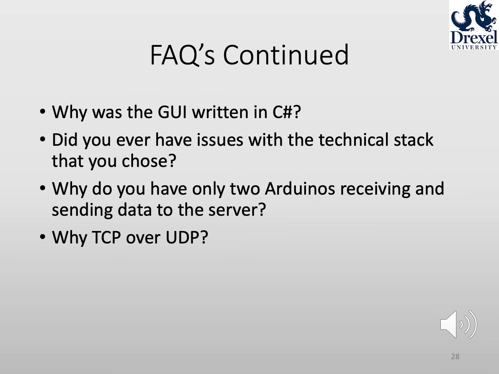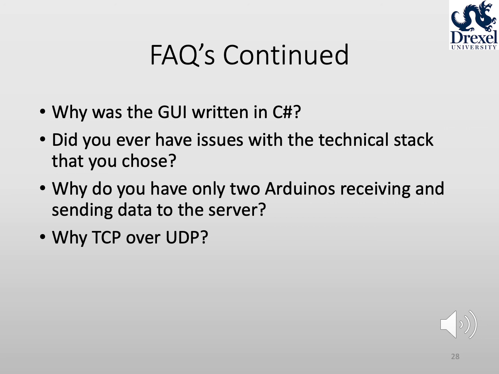Here's the final list of questions that we have received. Why was the GUI written in C#? The GUI was written in C# because Visual Studio has best in-class tools for creating interactive GUIs. Another question was, did you ever have issues with the technical stack that you chose? Yes, we did have issues. Initially, for the TCP server and for the GUI, we were going to use Python. But after a discussion, we found that one of the team members had a larger knowledge base of using C#.